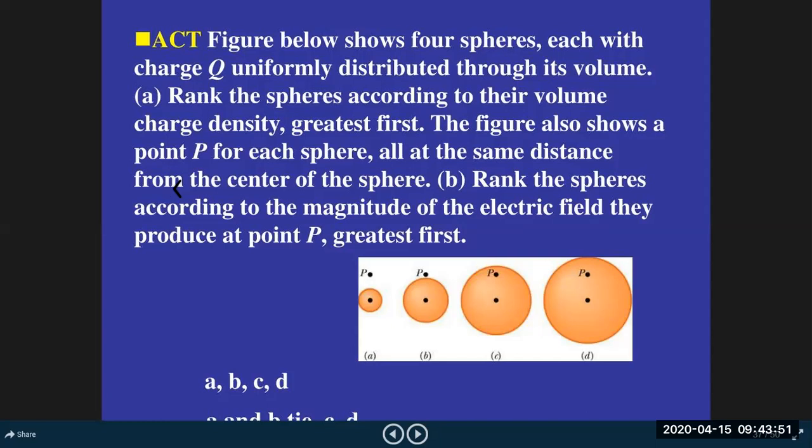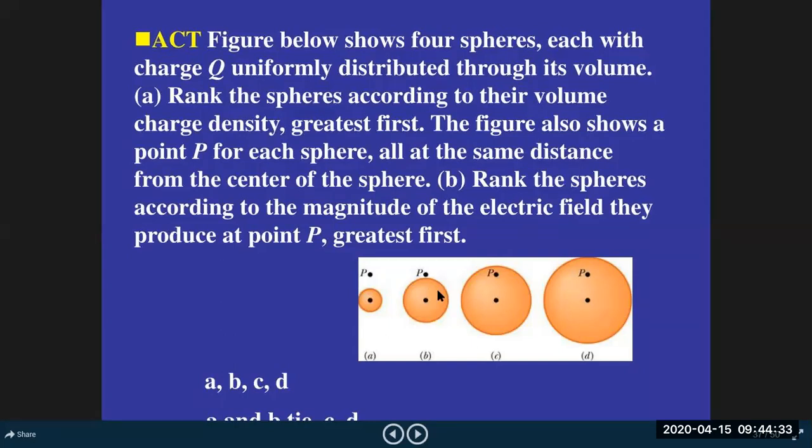So from the center of a sphere, rank the spheres according to the magnitude of electric field they produce at point P. Again, you have to remember here, as this point P is outside this sphere, the electric field due to this sphere at this point will be inversely proportional to the square of the distance. And this point is on the sphere. Therefore, here the electric field will be inversely proportional to the square of the radius of this sphere.